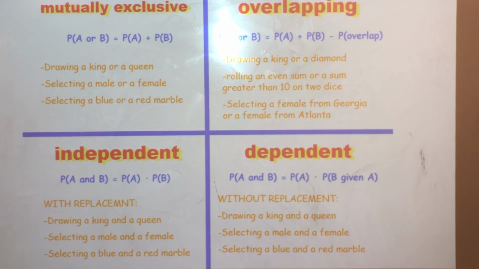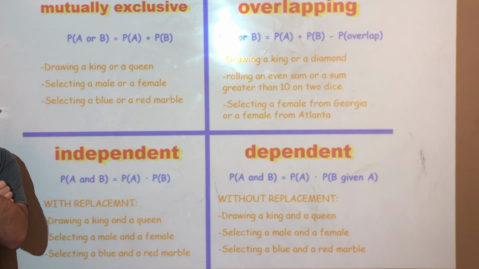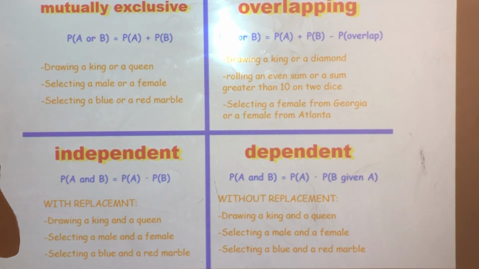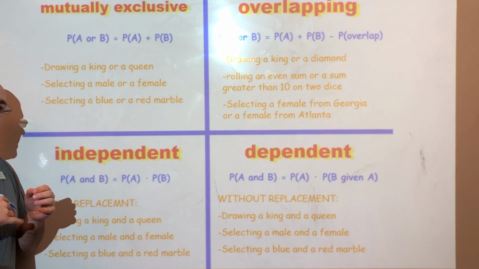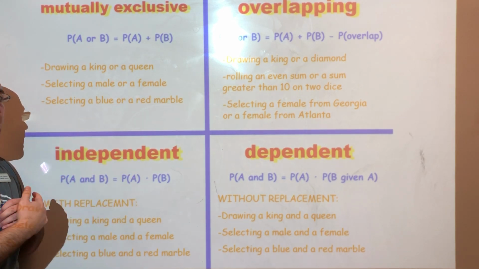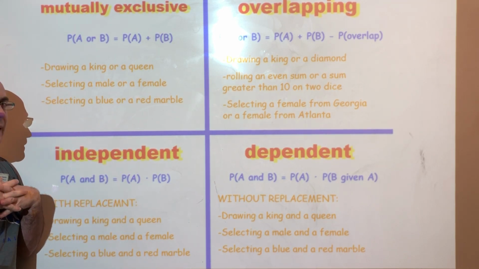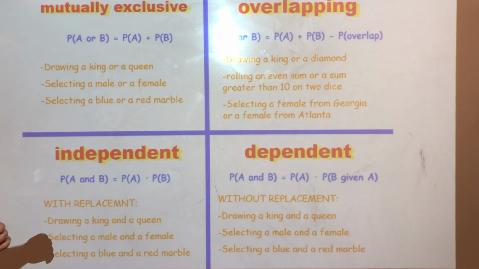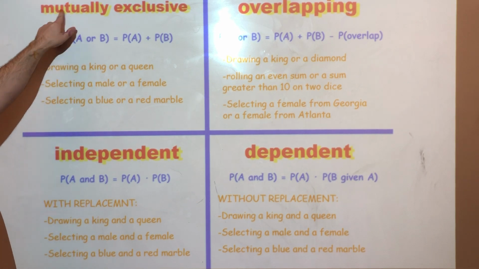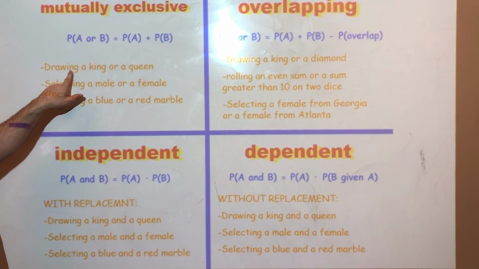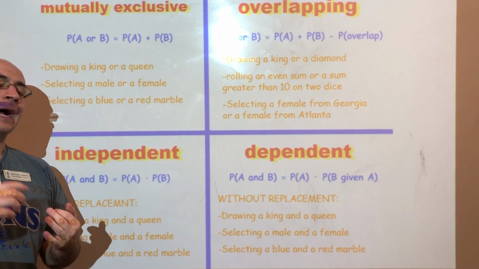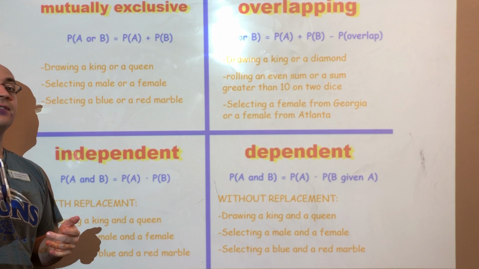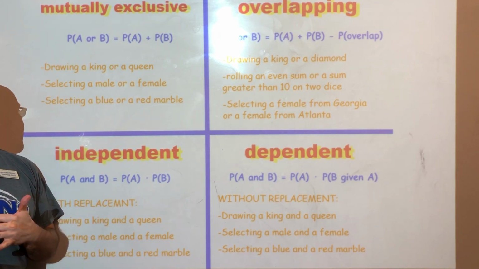Mutually exclusive. So we're talking about "or," right? One or the other. That means I can have one thing happen, but if that doesn't happen, I have another thing that could happen that still gives me a win. For example, with playing cards, I can draw a king or a queen from the deck and be a winner. Any king or any queen makes me a winner. I don't need a king if I get a queen, and vice versa.